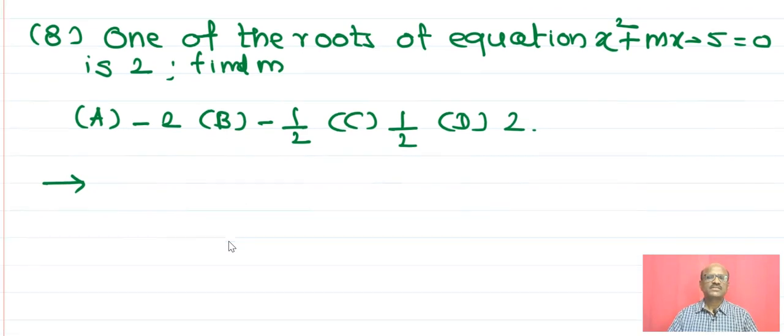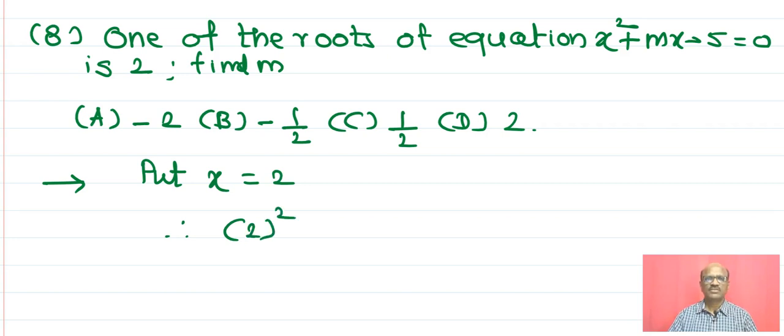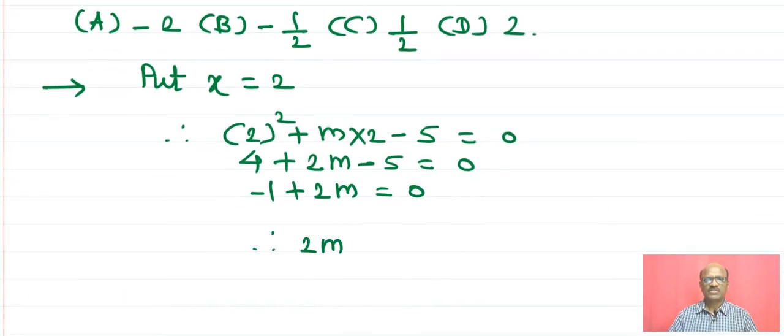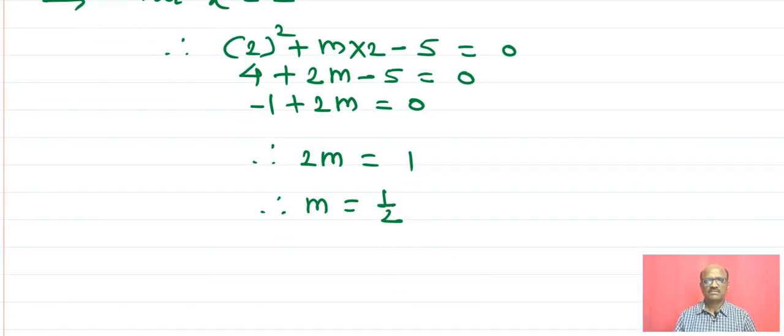Now in this case, substitute the value of x as 2 in the given quadratic equation. That is 2 square plus m into 2 minus 5 equals to 0. 4 plus 2m minus 5 equals to 0. That is minus 1 plus 2m equals to 0. Therefore, 2m is equal to 1. Therefore, m is equal to 1 upon 2. Therefore, option C is correct.